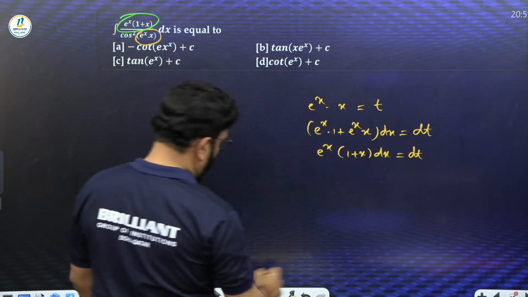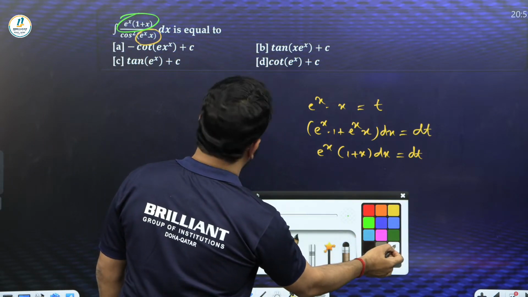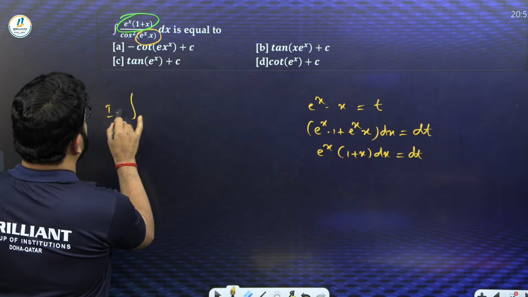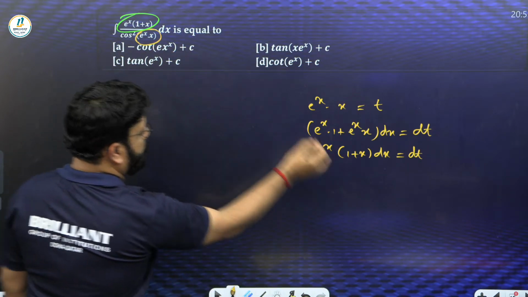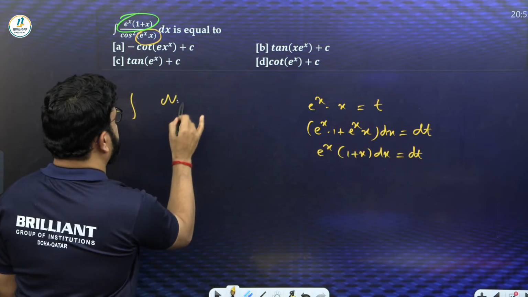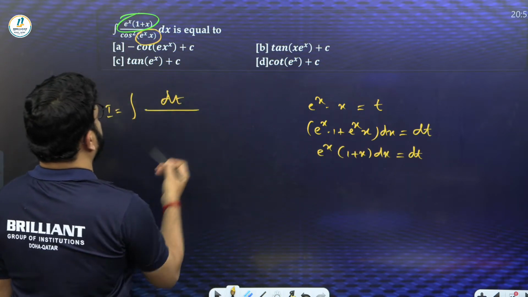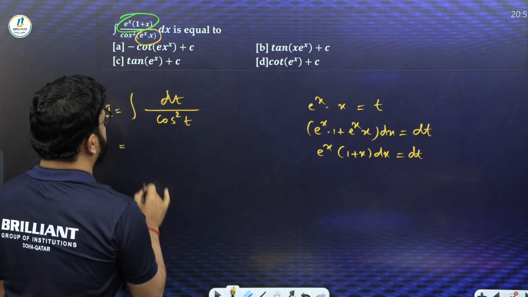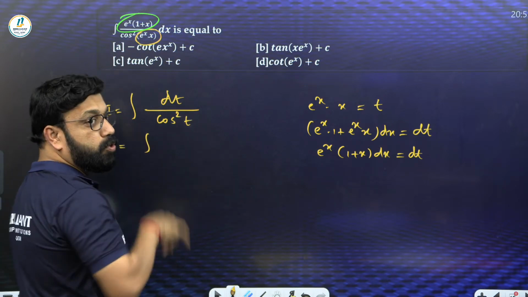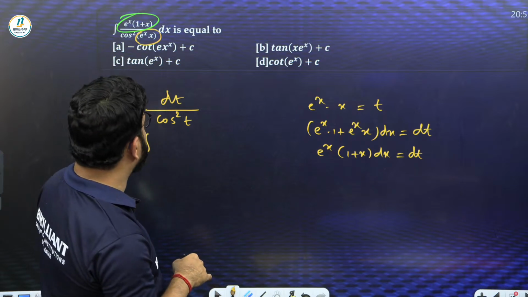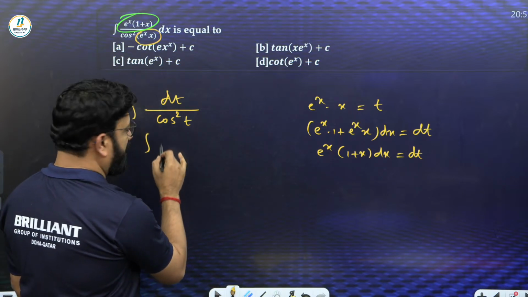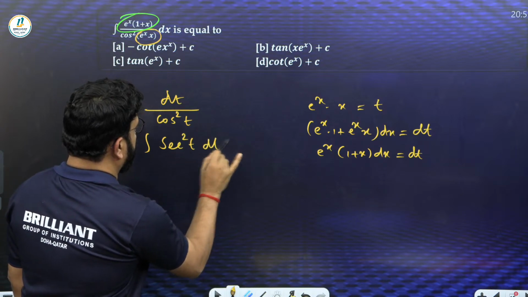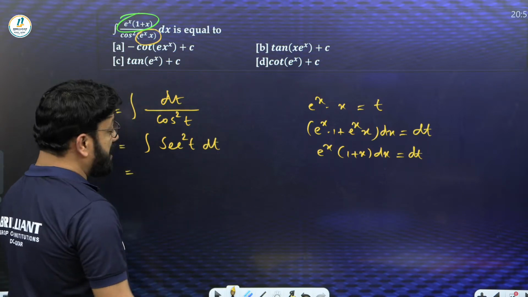Then what can we substitute here? We are going to substitute that value. We get the integral I equals e raised to x into 1 plus x dx, directly written as dt divided by cos square of t, that value we took as t. That equals the integral of 1 by cos square, which is sec square t dt. Yes, answers are coming, right answer only.